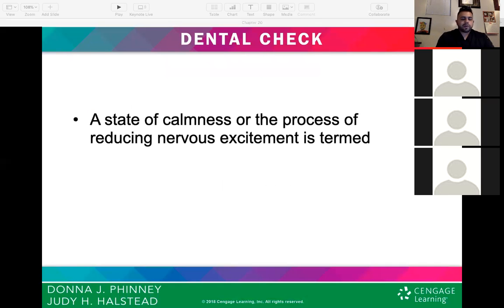All right, so quick dental check here. A state of calmness, or the process of reducing nervous excitement, is termed, or what is this called? Anybody know? Anybody help me out here? Sedation. Good job. Thank you, Celise. So yes, this is a state of calmness or the process of reducing nervous excitement.